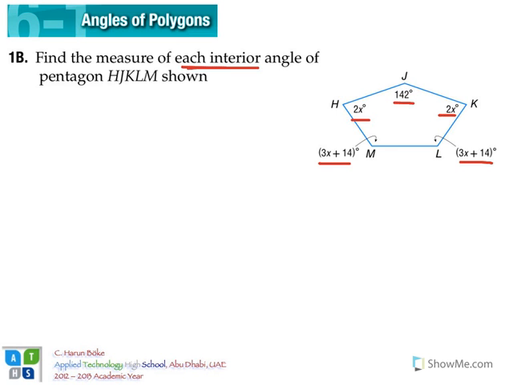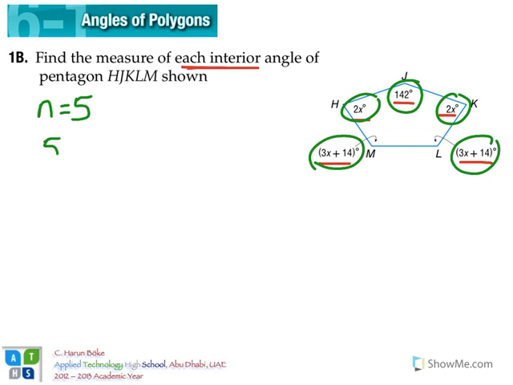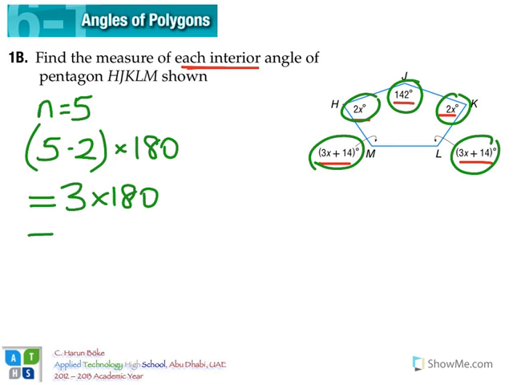So, we know that if we add these interior angles, we will find the sum of interior angles, which is actually, for n is 5, (5 minus 2) times 180 degrees, which will give me 3 times 180 degrees, which is 540 degrees. So this is the sum of interior angles.